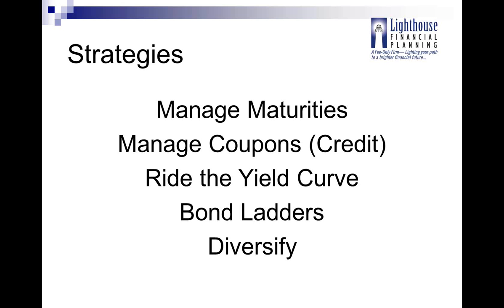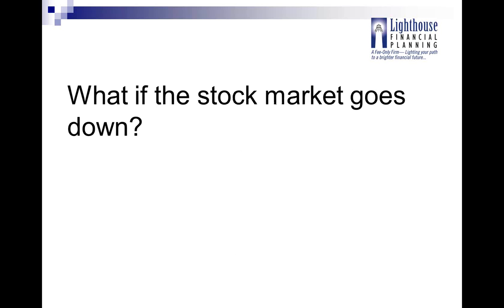You'll also have probably a DFA bond fund. That one does the first 3 things: rides the yield curve, manages coupons and maturities. You also have an American Funds bond fund, and again, they're managing the first 3 parts. We also have the international fund, and that's where the diversification is. So that's how we're dealing with the risk of higher interest rates.